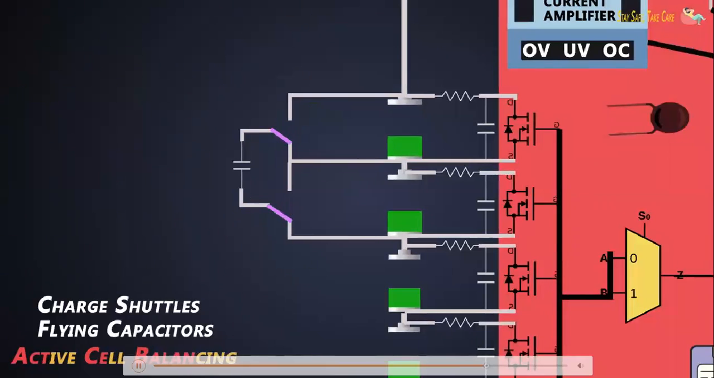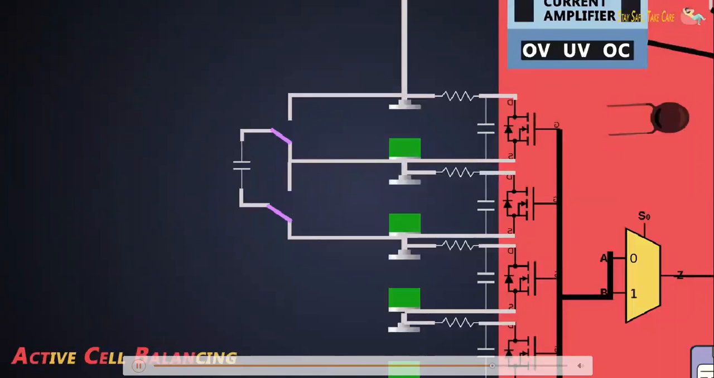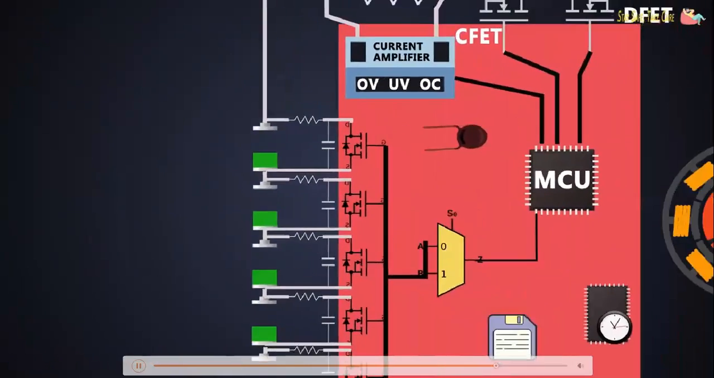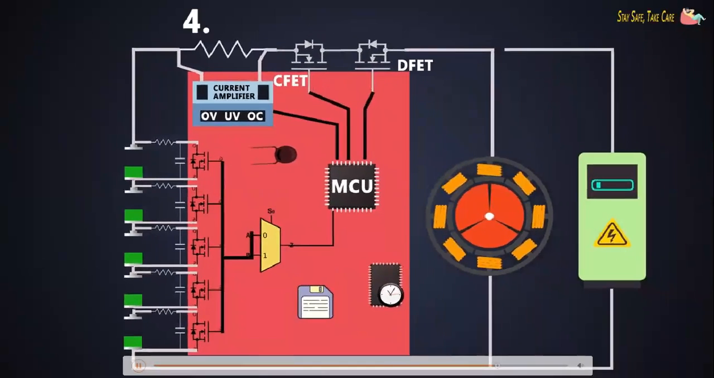Well, the problem with this method is that the charge can be transferred only between adjacent cells. Still, it is better than passive balancing. Just like this, there are many active cell balancing techniques, and this is one of them.